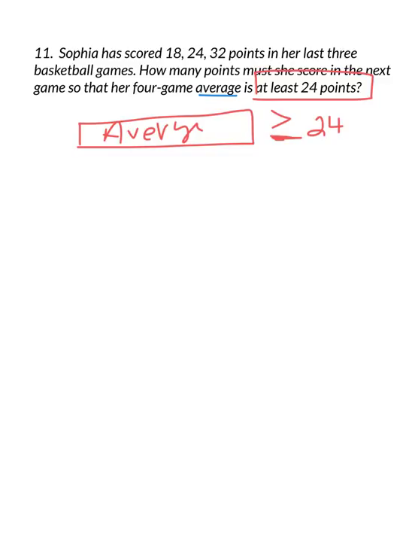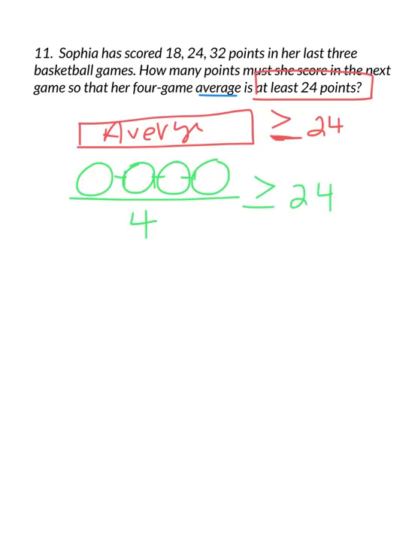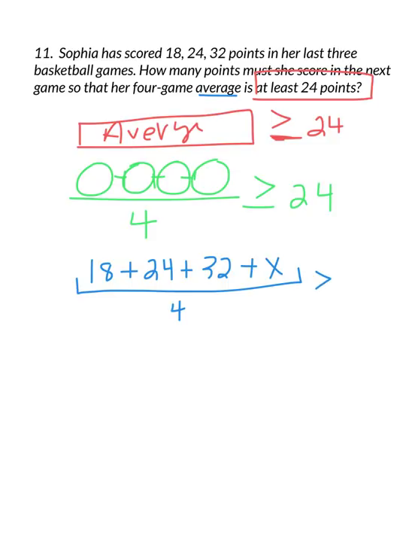Okay, so when you find the average of something, we have 4 things here. We have first game, second game, third game, fourth game. We add those all up, and then we divide them by 4. And that's got to be greater than or equal to 24. So, what was the first game? 18 plus 24 plus 32 plus, I don't know the last game, so I'm going to put an X there. And I'm going to divide all this by 4, and it's got to be greater than and equal to 24.